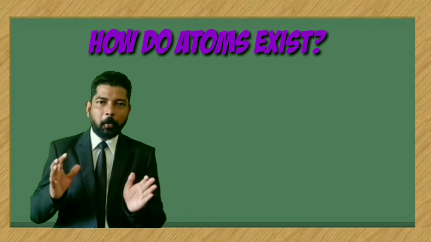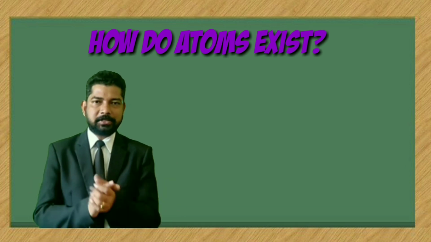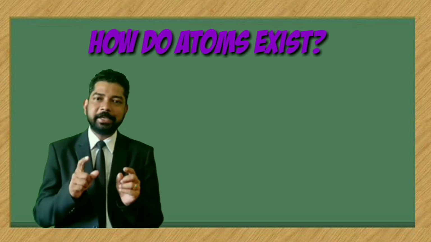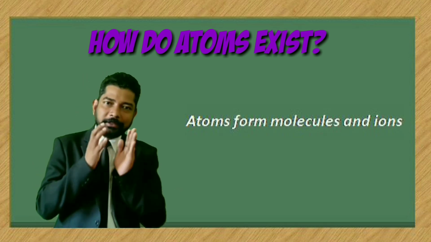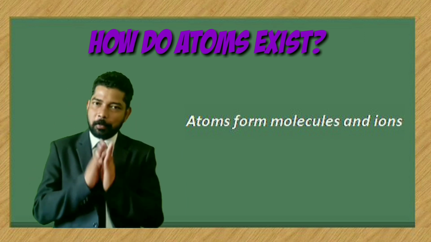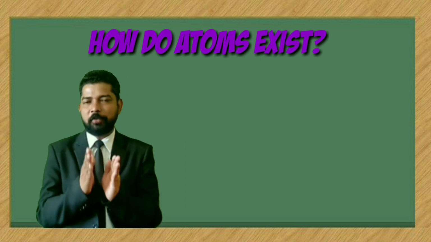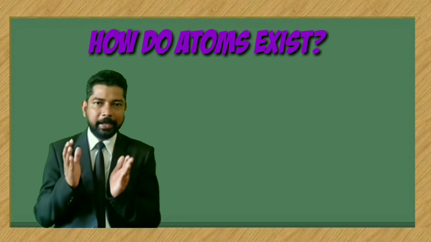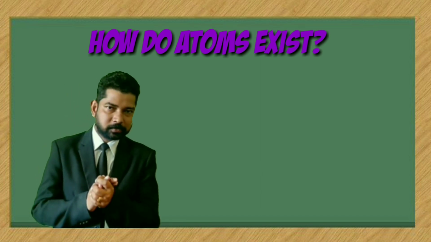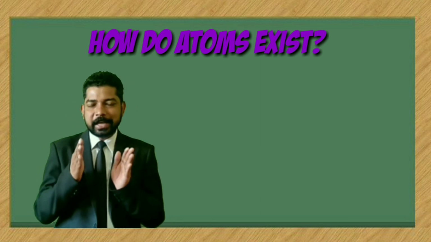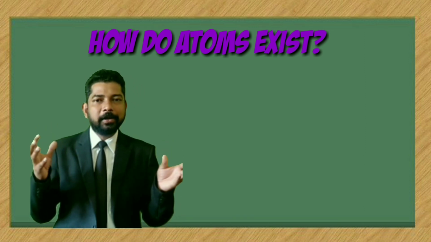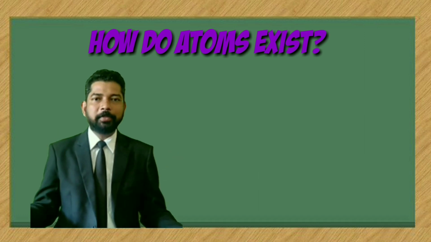Now we have to know how atoms exist. Atoms of most of the elements do not exist independently. So these atoms together form molecules or ions. They will be available in the form of molecules or ions. And these molecules or ions combine in large numbers to form matter.